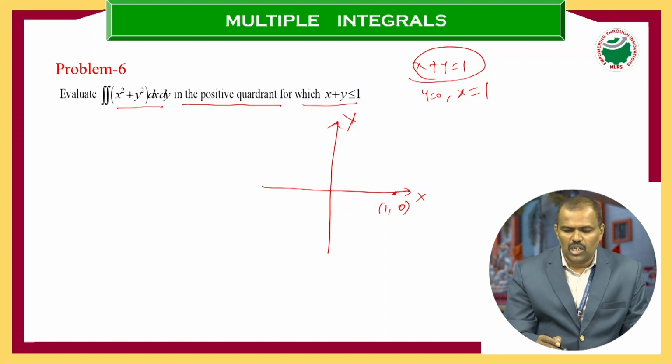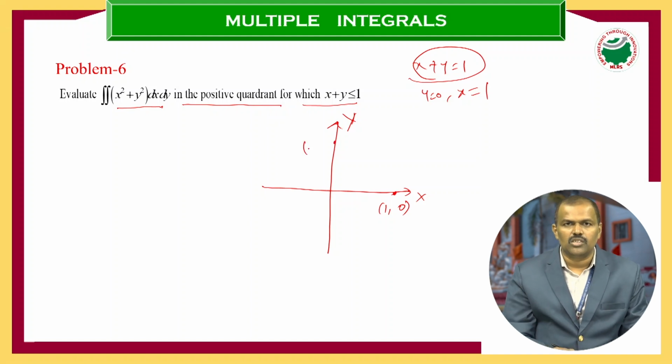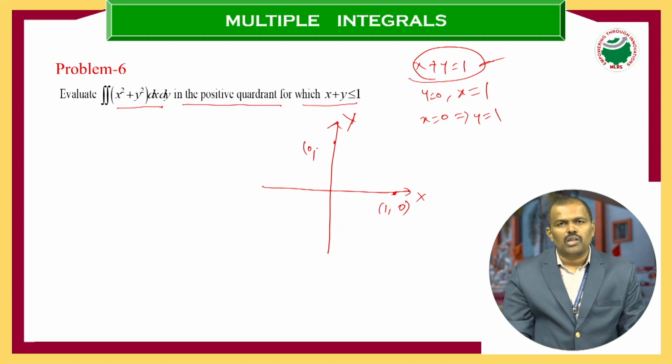So here x plus y less than or equal to 1 means in this region we have to integrate. Here this is, we know, obviously (0, 0). The x-axis means y is equal to 0. The y-axis means x is equal to 0. This is x plus y is equal to 1.